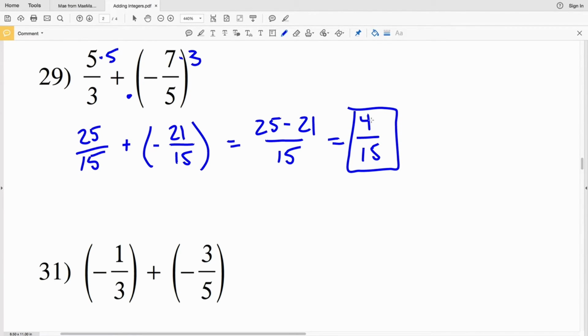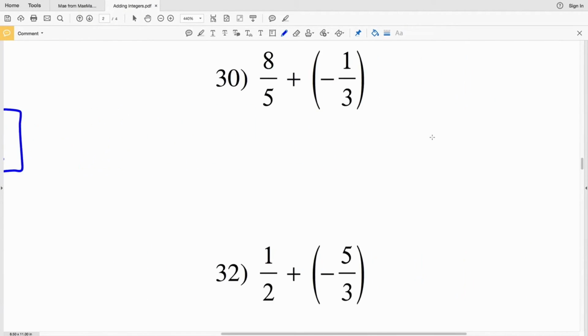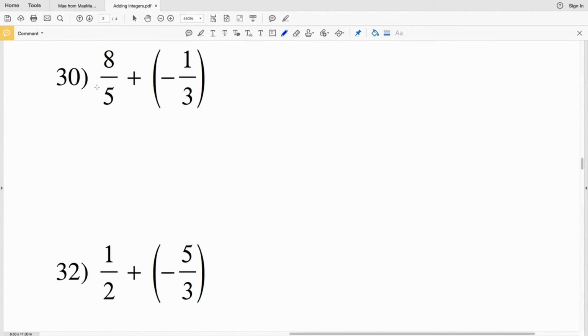So 29 is equal to 4/15. Now let's look at number 30. Again, finding the common denominator. This one is 15 as well, because 5 times 3 is 15. So we're going to write this all over 15.